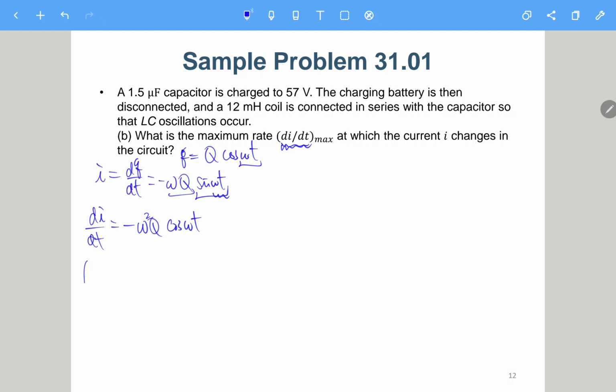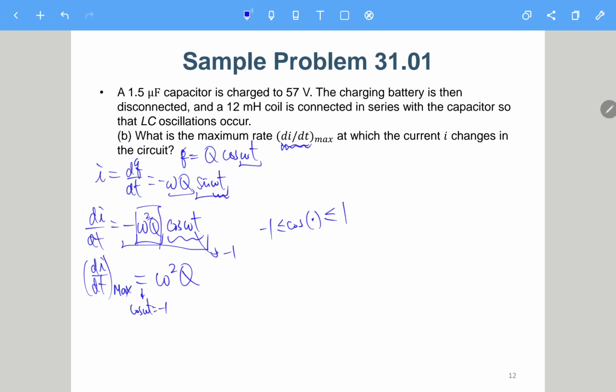Here we would like to find what is di/dt max. We know this is a constant, a big constant. And cosine of something is less than or equal to 1 and greater than or equal to negative 1. Which means that if we need to take the maximum of the whole thing, we need this cosine to equal negative 1, to cancel this negative sign. So the maximum value should be omega squared Q, where cosine of omega t equals negative 1.